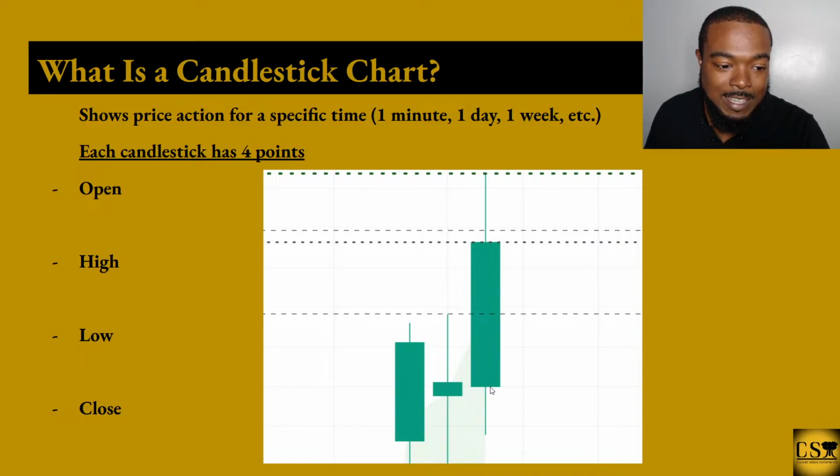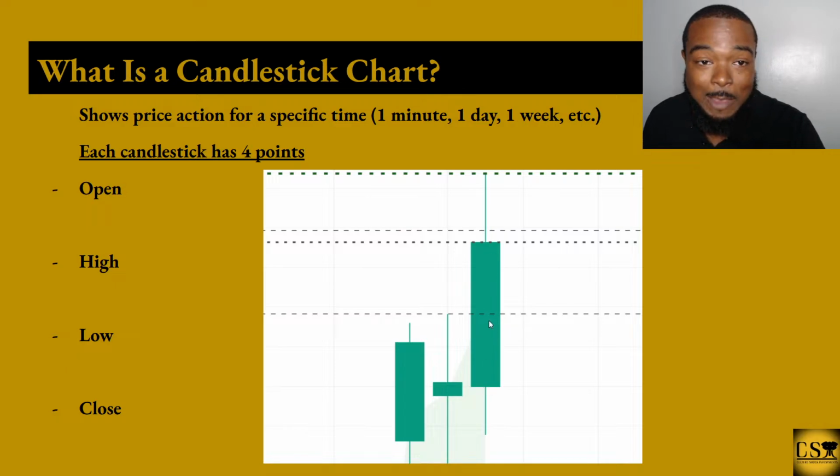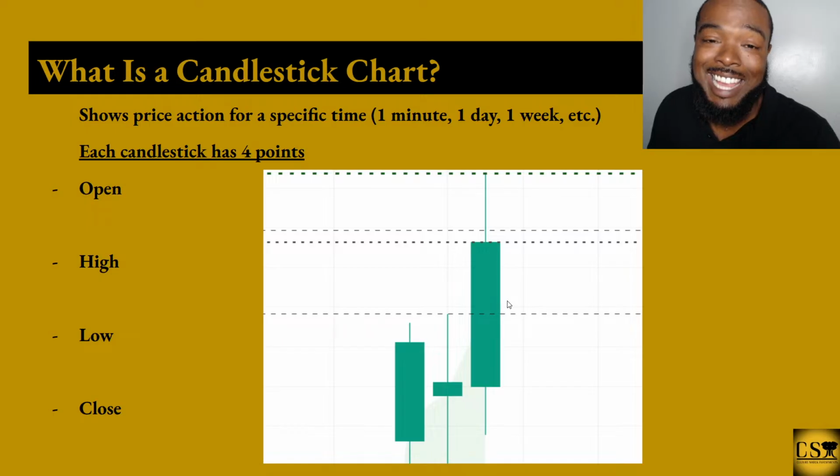And the same thing for this candlestick. It opened up and it pushed up here, pushed all the way up to here, came down all the way down here, but it ended up closing right here, higher than it opened. So this made it a green candlestick. It would have been red if it closed lower than it opened. If it closed down here and opened right here, this candlestick would be colored red. Okay?